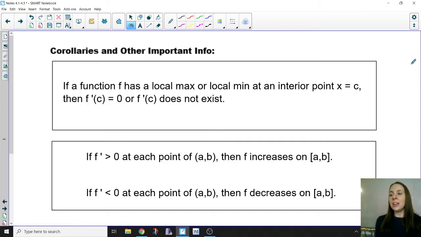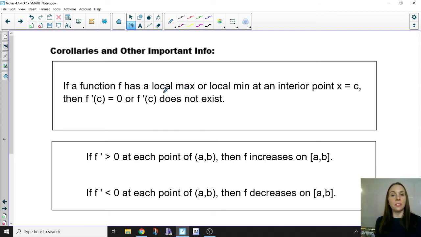Next, on the next page of your notes, you have some corollaries and other important information. These are statements, I should say, that follow from the theorems. So after these theorems are proved, these corollaries are things that you can say for sure because we have these theorems set into place. One of the important ones is that if you are looking for local maxes or mins, then that's going to be at your critical points.